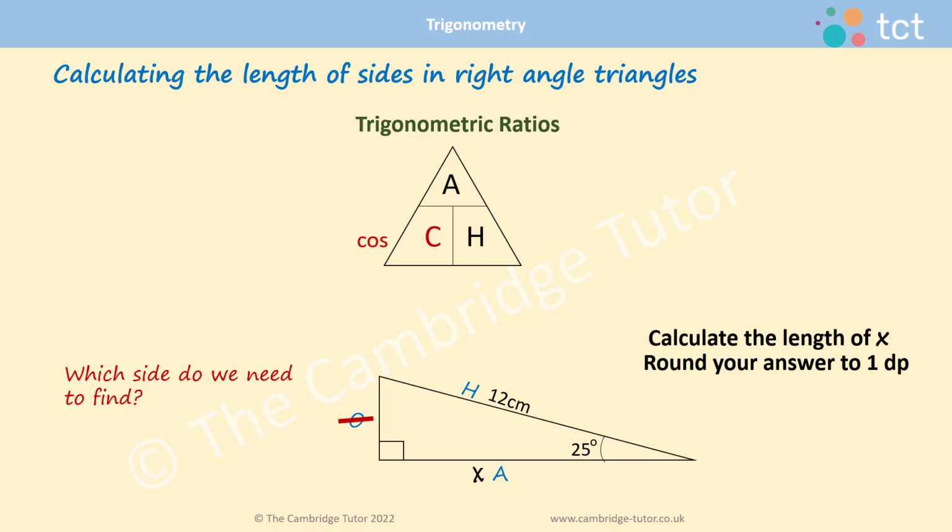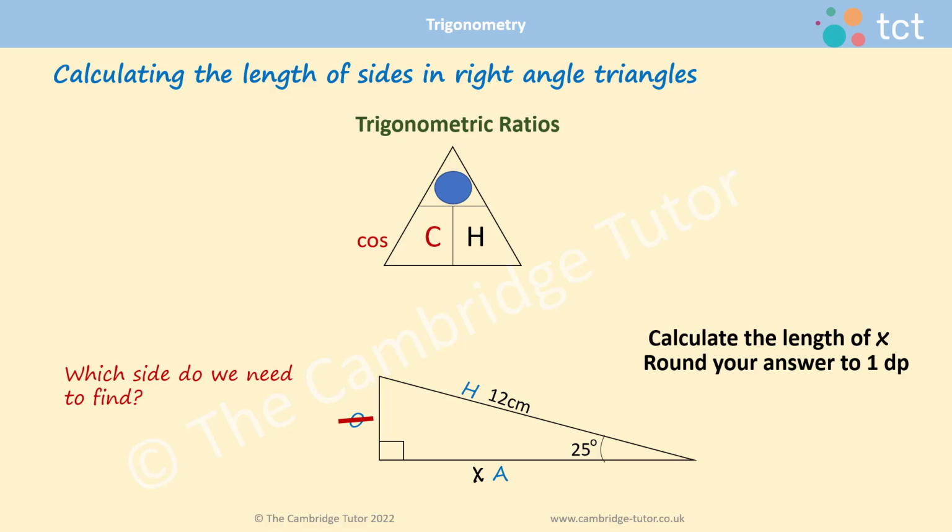Now we have that one triangle. What's the value we're trying to find? Which side are we calculating? We know the hypotenuse, so we're calculating the length of the adjacent. So we're going to cover up the A.